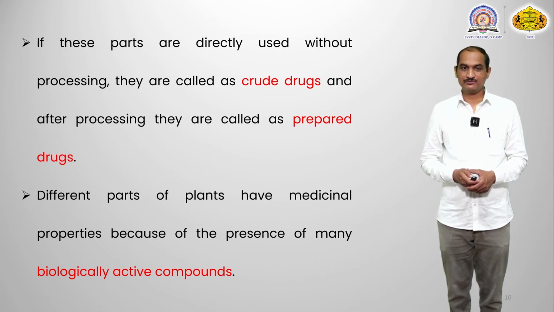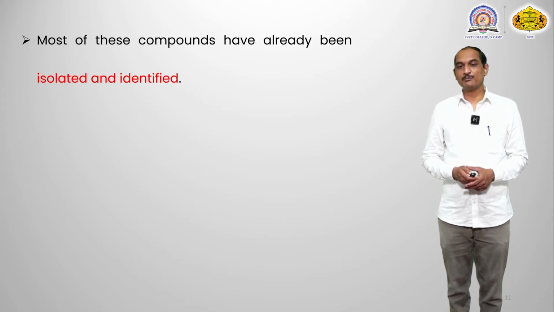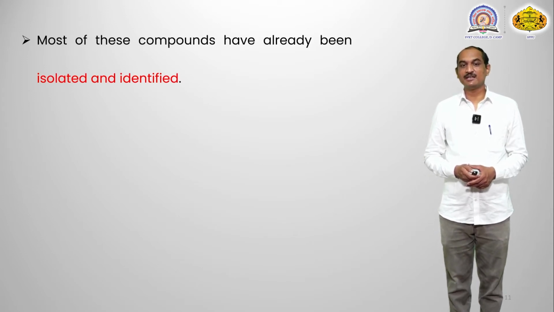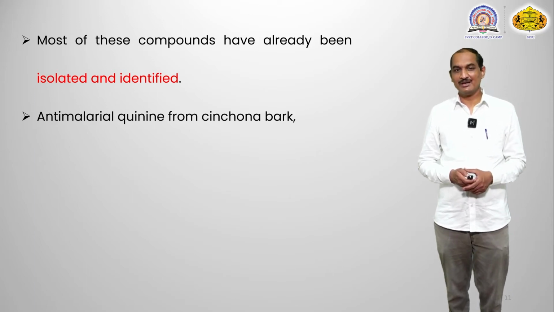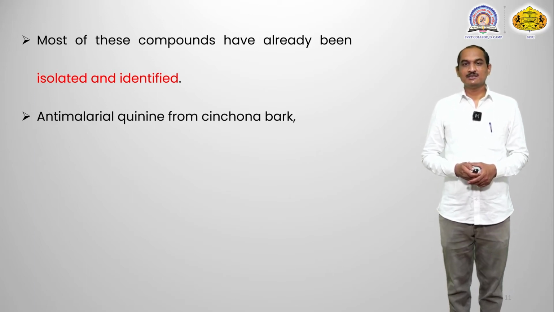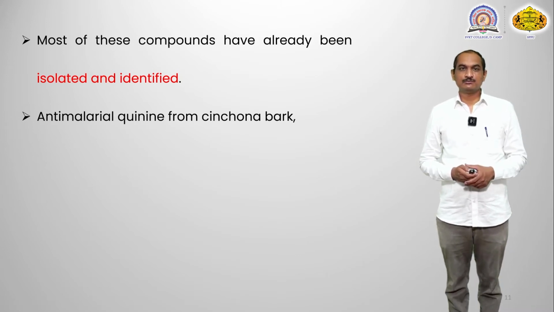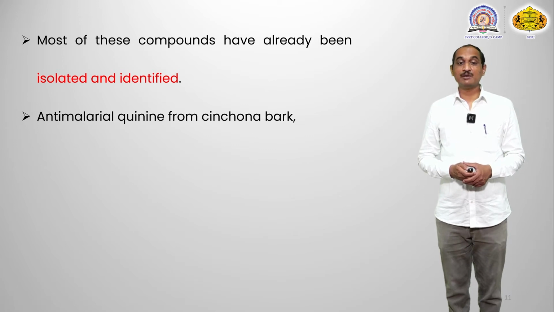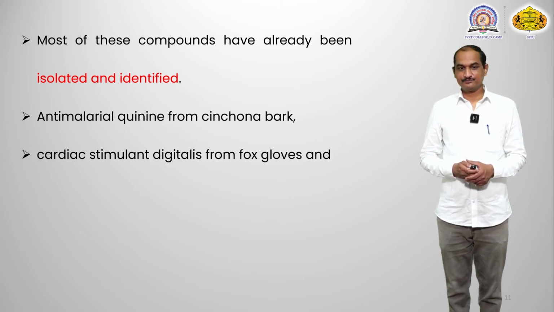These different parts of plants have medicinal properties, okay, because of the presence of many biologically active compounds. Many biologically active compounds are present in the different parts of plants. So most of these compounds have already been isolated and identified in the literature. All this information is available. For example, we take into consideration the anti-malarial drug quinine, which is isolated or identified from the cinchona bark.